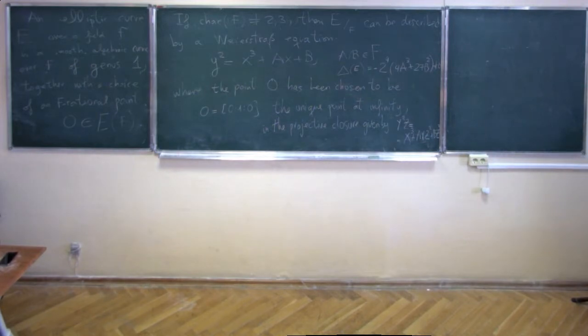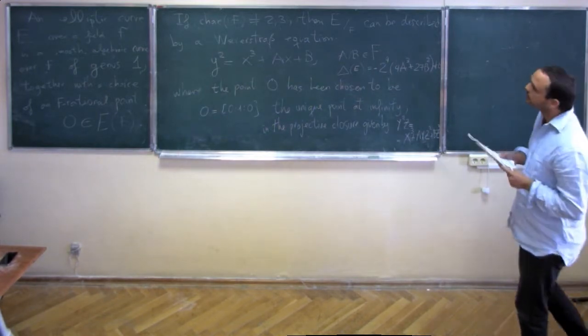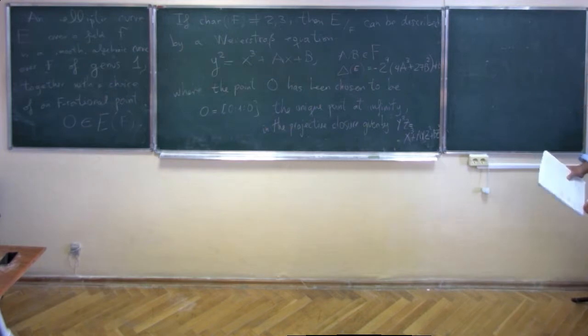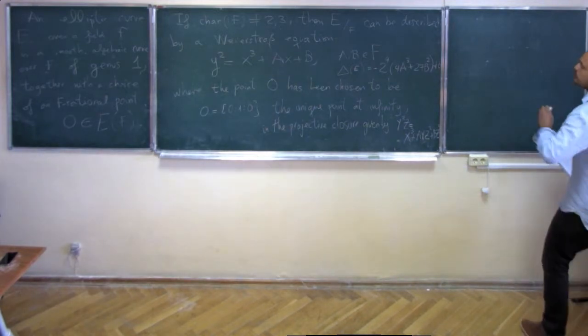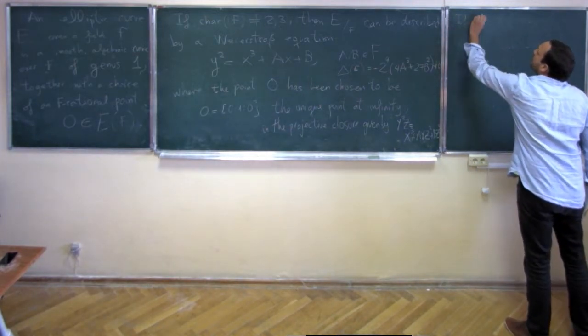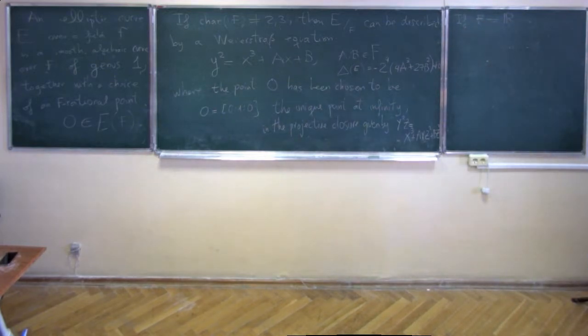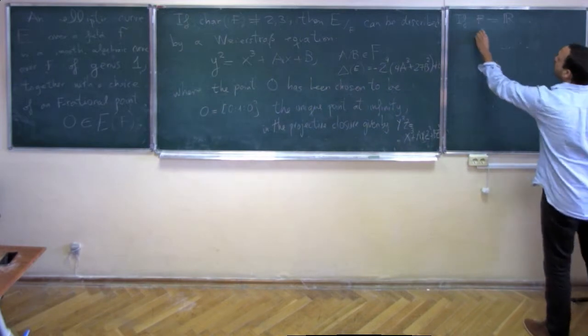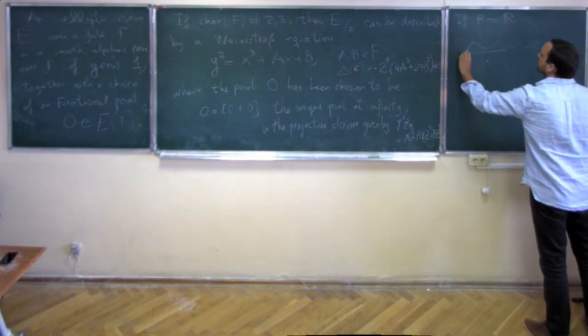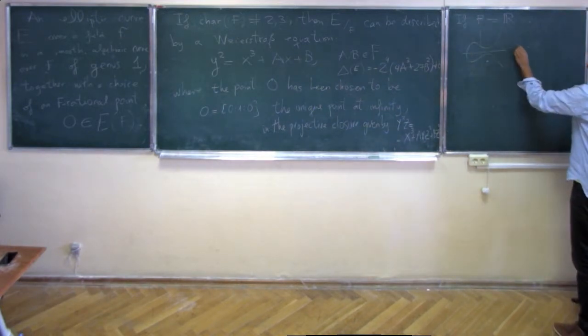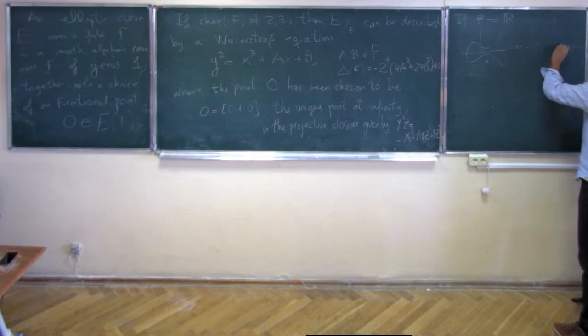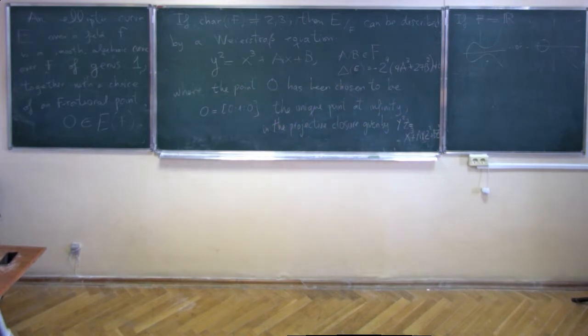Curves can be described by such simple equations. And then if, for instance, you take F to be the field of real numbers, and if you plot this equation, you either have something like this, or something like this. This is the typical shape of the real locus of an elliptic curve.